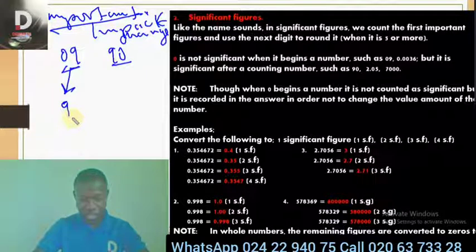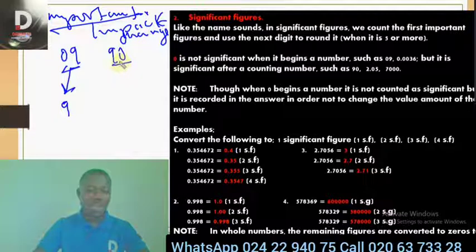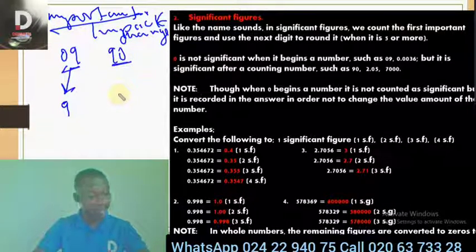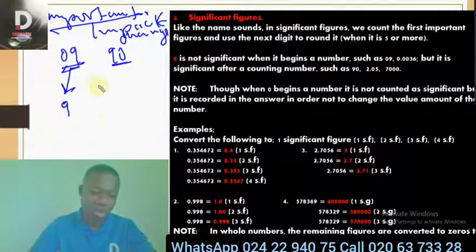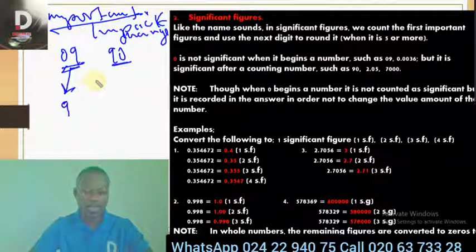Take note. But when they come after counting numbers, so in case there's a counting number before the 0 comes, it makes it significant. This one is 90. If I remove it, it becomes 9. 90 is not the same as 9, but here 09 is the same as 9. Take note. Right? So when zeros are in front, we will not count, but we are going to write them to maintain the value.